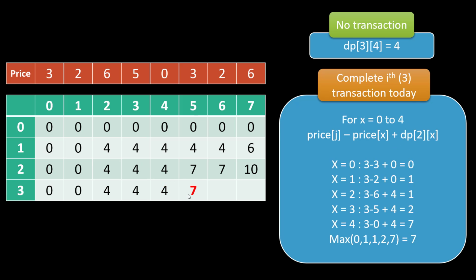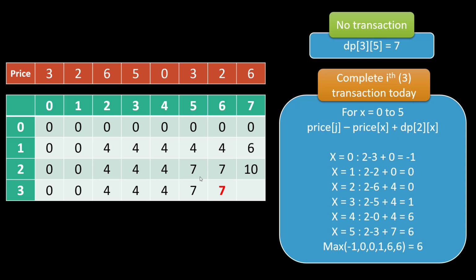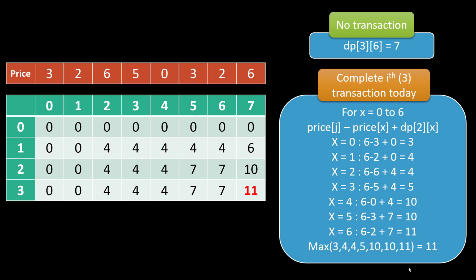Now over here the profit becomes 7. Moving ahead, the profit remains 7 as we have considered 2 transactions, which is this one and this one. So now let's move ahead and see the dry run for the last position or the last cell.